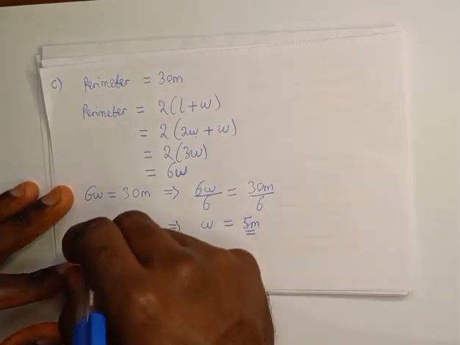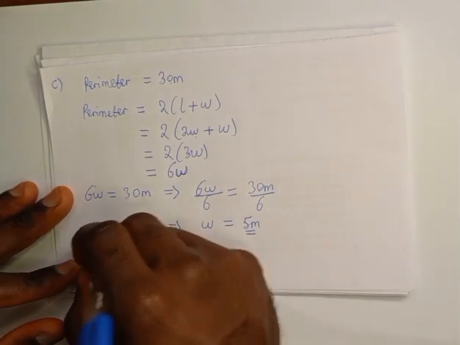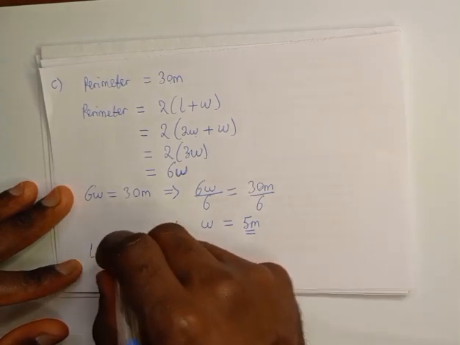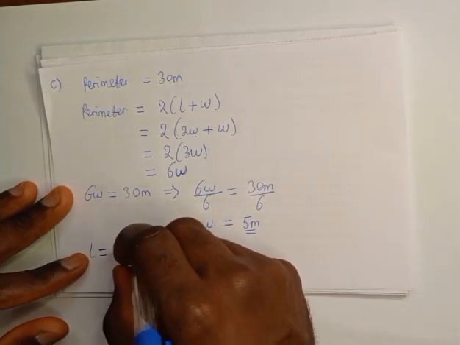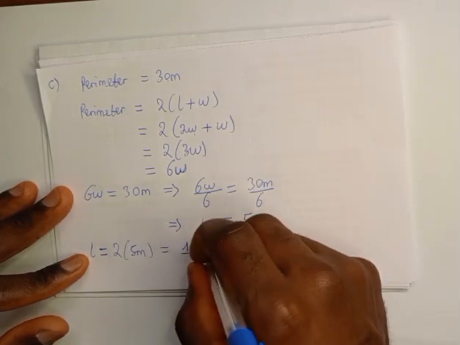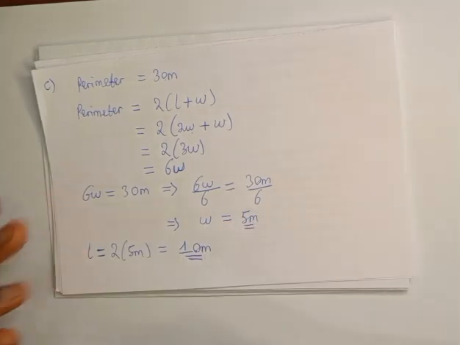Now we can find the length. The length will simply be equal to, we know the length is 2 times the width, 2 times 5 meters, which is simply equal to 10 meters. So this is the width.